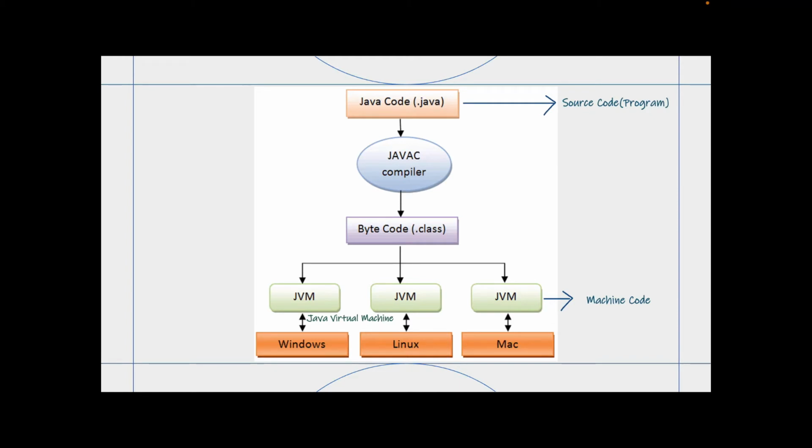Bytecodes are executed by the Java virtual machine. A virtual machine is a software application that simulates a computer, but it hides the underlying operating system and hardware from the programs that interact with the virtual machine. So JVM, that is my Java virtual machine, is an abstract machine. It is a specification that provides a runtime environment in which the Java bytecode can be executed. Alright, so that's it for this slide.